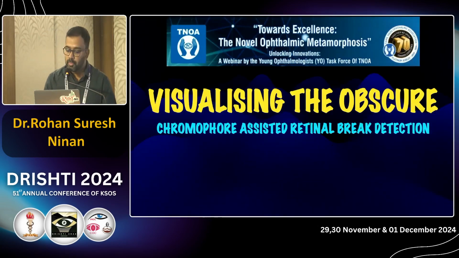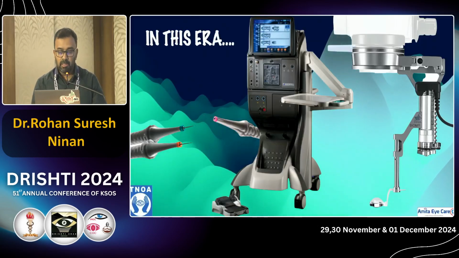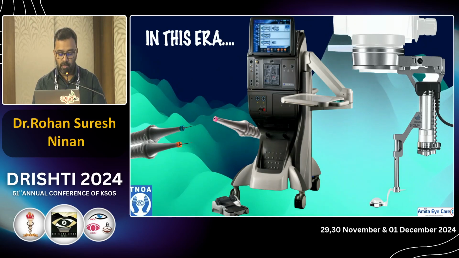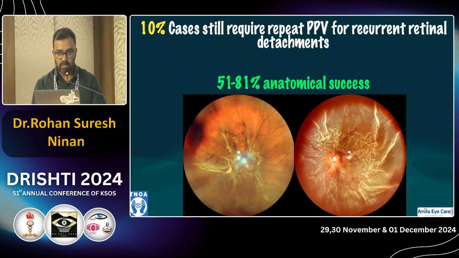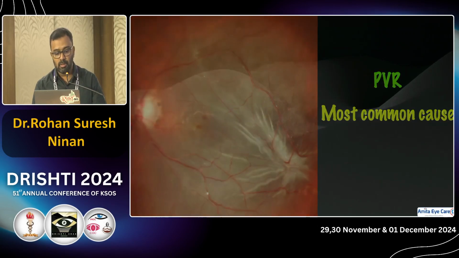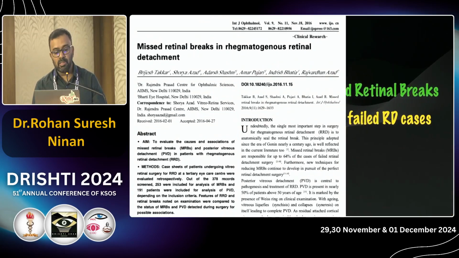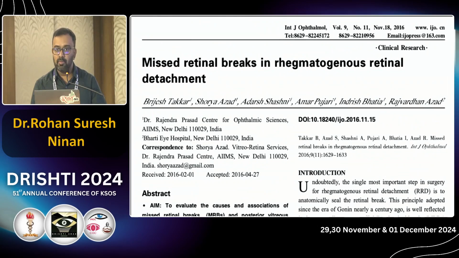Coming to the next one, visualizing the obscure, chromophobe assisted retinal surgery. Basically, in this era of microincision VR surgery with advancement of visualization systems and advanced surgical technique, still 10% of the cases require resurgery. PVR is the most common cause, followed by missed retinal breaks. And one study said 64% of the cases were due to missed retinal breaks.